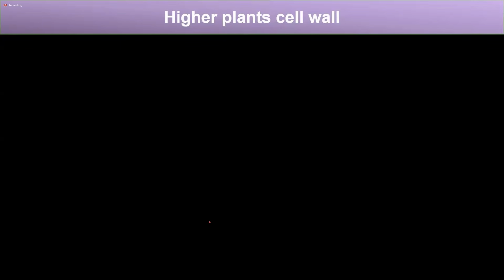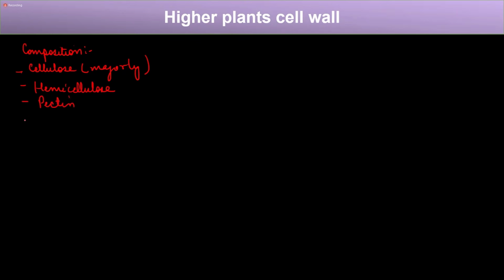Now, we'll study in detail the cell wall of a higher plant. Okay, so we just saw the composition. If we talk about the composition, what is the composition? It comprises majorly cellulose. And apart from cellulose, it comprises hemicellulose. Then it comprises pectin and proteins. Okay, so this is the composition of the cell wall in the higher plants.